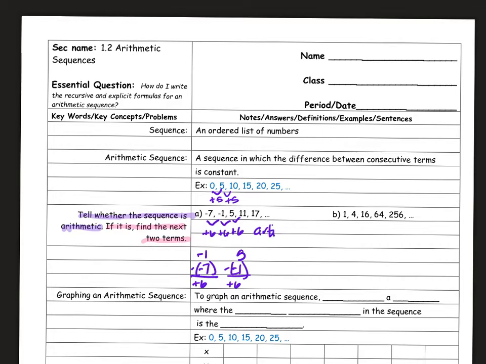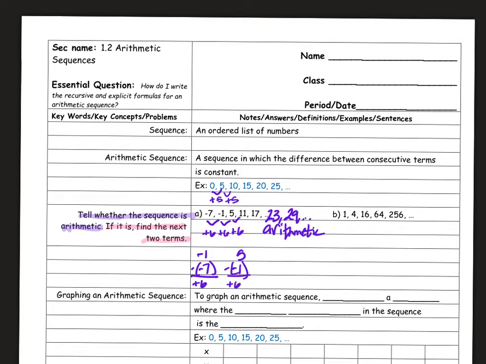Oops, did I spell it wrong? A-R-I. I did spell it wrong. Let's fix that here. A-R-I, arithmetic. Okay, there we go. Arithmetic. And then I need to find the next two terms because it is arithmetic. So 17 plus 6 is 23, and 23 plus 6 is 29. Okay, so we're done with that one.